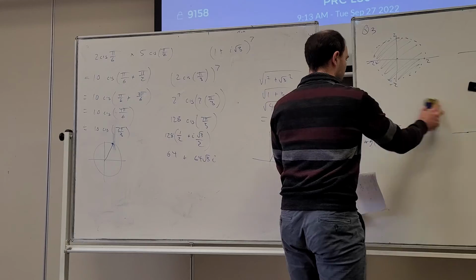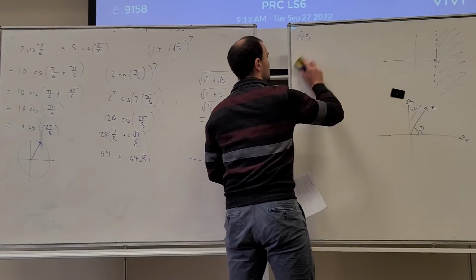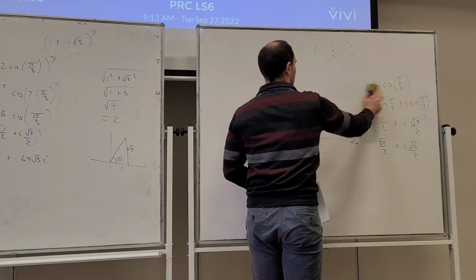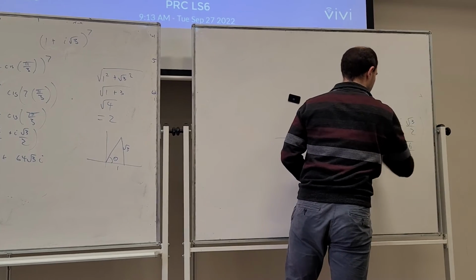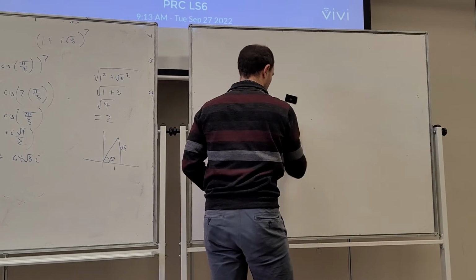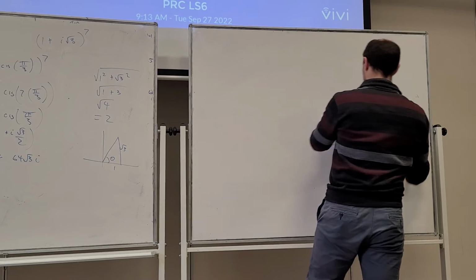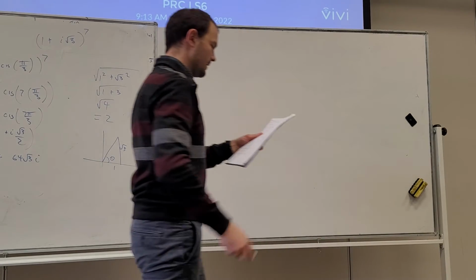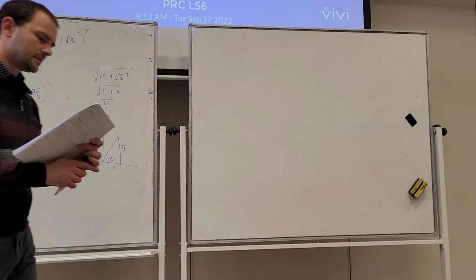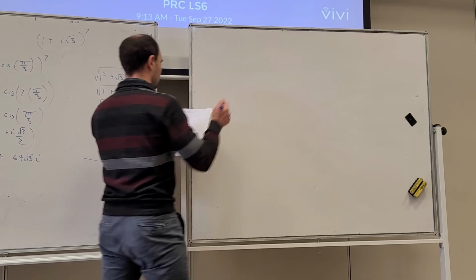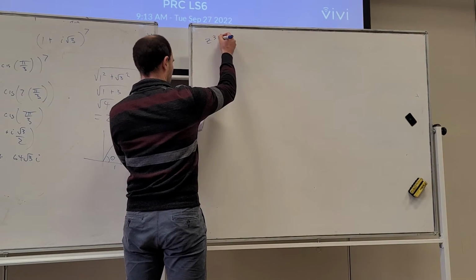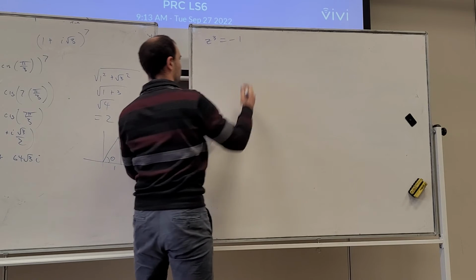Roots of complex numbers in 4F, and these are the nth roots of unity and so forth. So we've got, find the roots of z to the 3 equals minus 1 and plot on the Argand plane. z to the 3 equals minus 1.